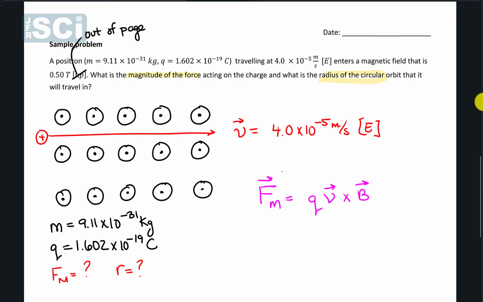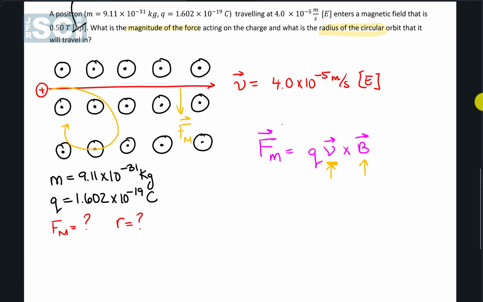So let's go ahead and point our fingers in the direction of that V. So my fingers are now pointing towards the right on my computer screen, and we're going to curl them towards B. So we're going to bend them towards the B field, which is out of the page, and you should see that the force that's acting on this is acting straight down on our computer screen. So the force is pushing our charge so that it bends in this kind of direction.